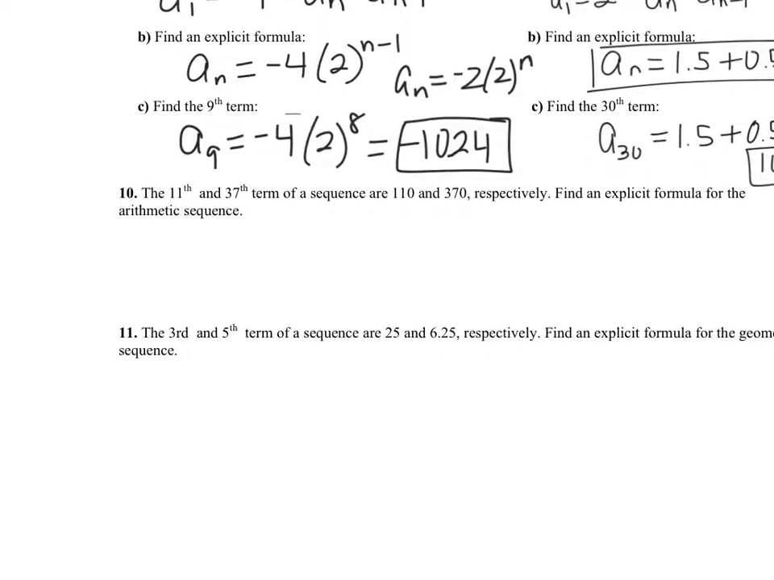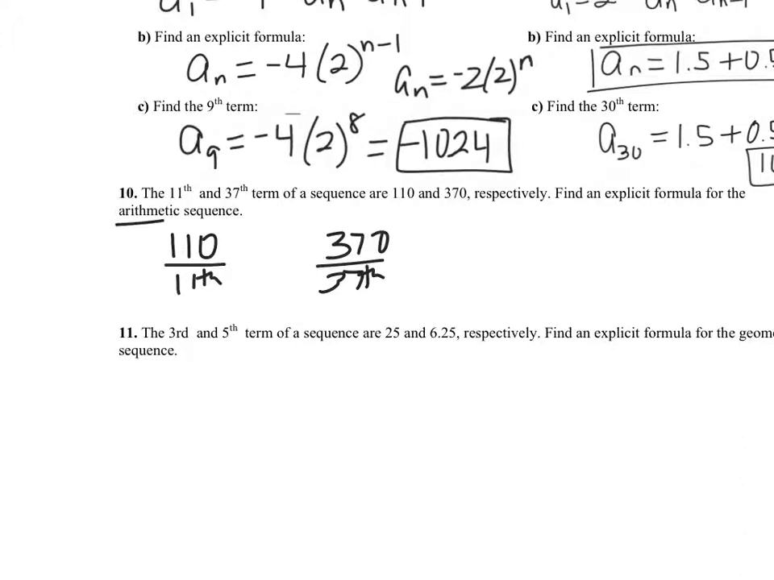This one, my other class is like, you could just look at it and find out the answers. And I'm like, yeah, that's kind of true. But let's say we didn't look at it and find the answer. So you see it? We have the 11th term, and then we have the 37th term. And I want to find the common difference here because it's arithmetic.